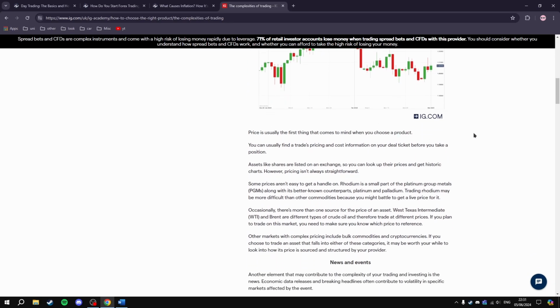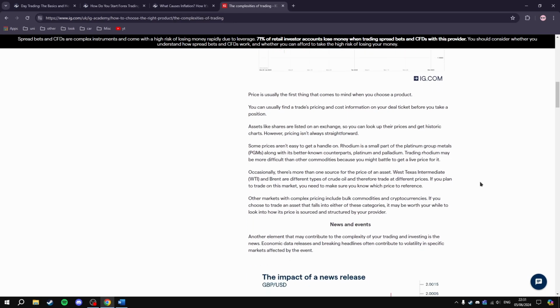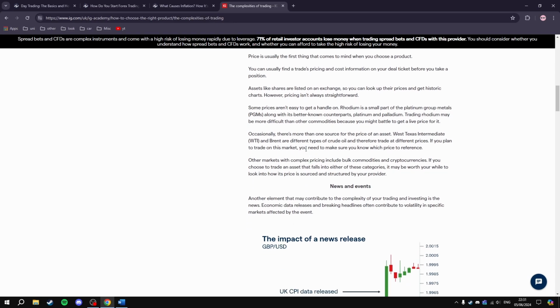The first thing that comes to mind when you choose a product, you can usually find the trade's pricing and cost information on your deal ticket before you take a position. Some prices aren't easy to find, so particular metals such as rhodium, because it's just more difficult to find than other commodities, the price for it, and you might need to battle to get a live price for it.